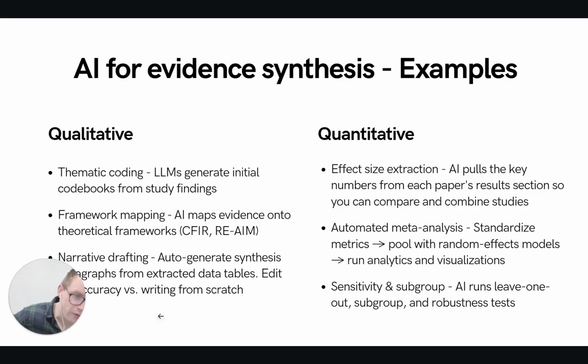Quantitative is very different. Effect size extraction, this is actually pulling those empirical results from papers, automated meta-analyses. Every single paper uses, for the most part, a different set of control variables, different set of modeling specifications, different data sets.